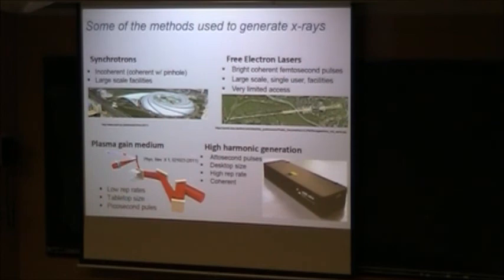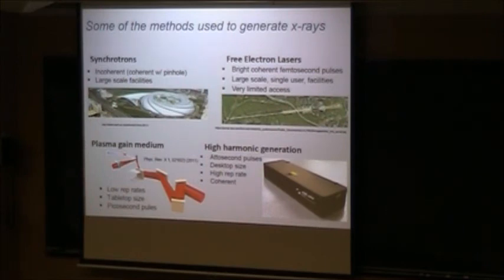But then there's also free electron lasers. These are very bright. They can also have femtosecond pulses. But these facilities are big. This is the LCLS. It's 3 kilometers long. Not the whole thing is used, but still very large. It's a single user facility. There's only one experiment running at the LCLS at one time.